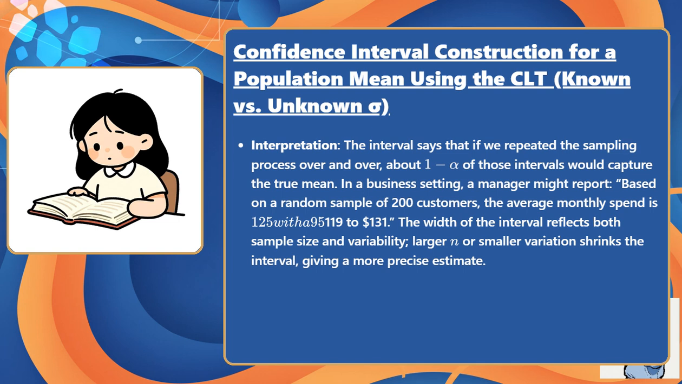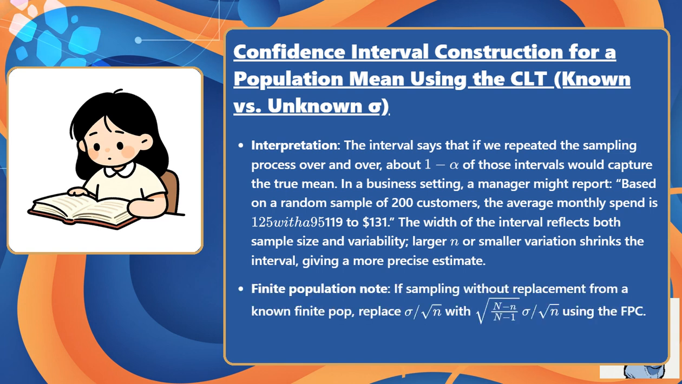In a business setting, a manager might report, based on a random sample of 200 customers, the average monthly spend is $125 with a 95% confidence interval of $119 to $131. The width of the interval reflects both sample size and variability. Larger n or smaller variation shrinks the interval, giving a more precise estimate.